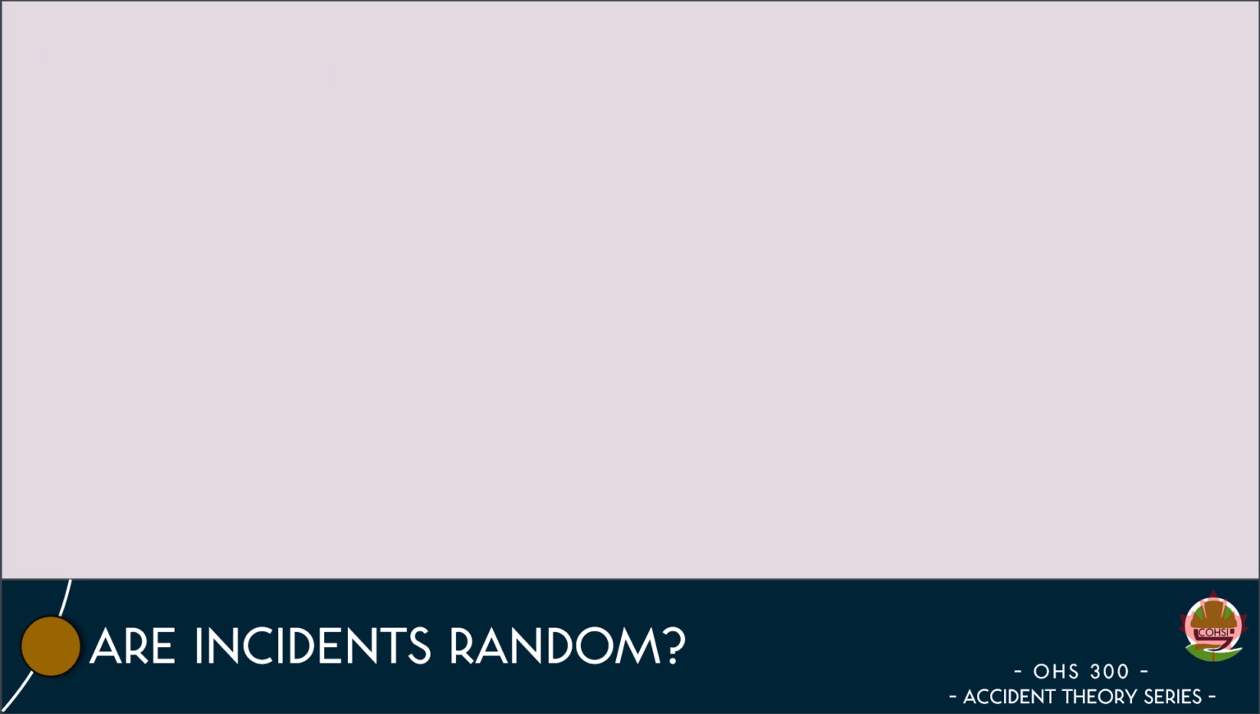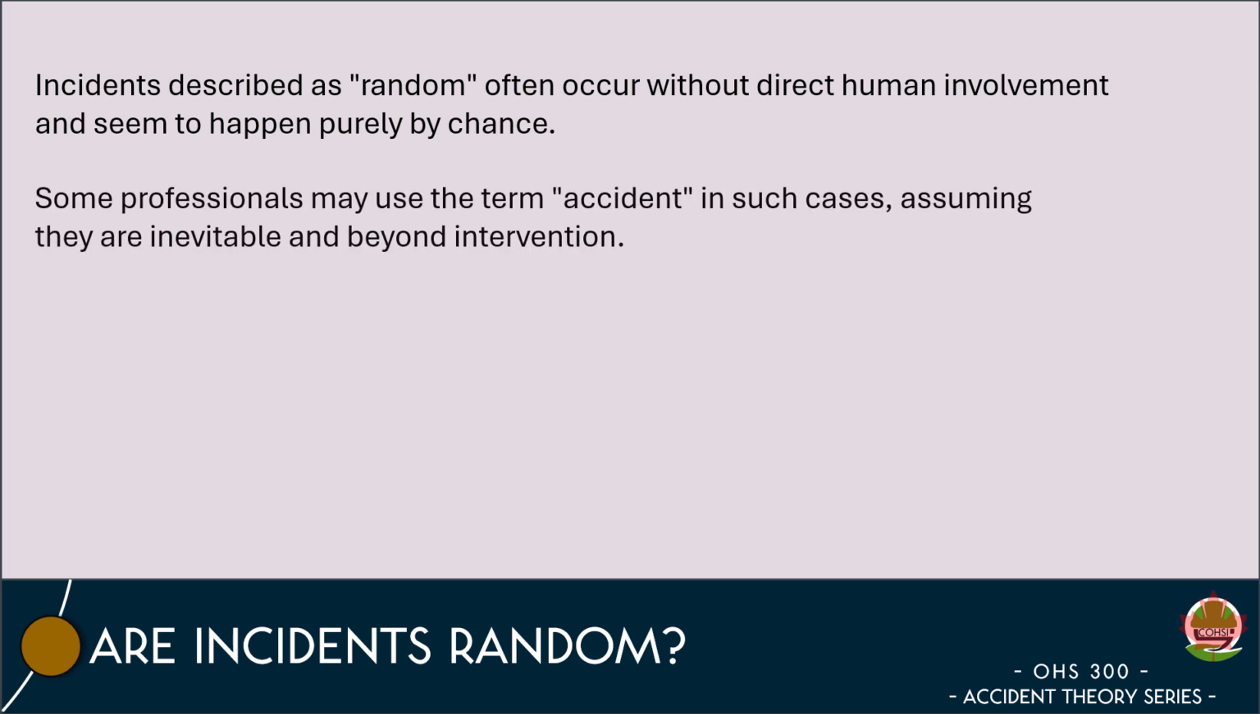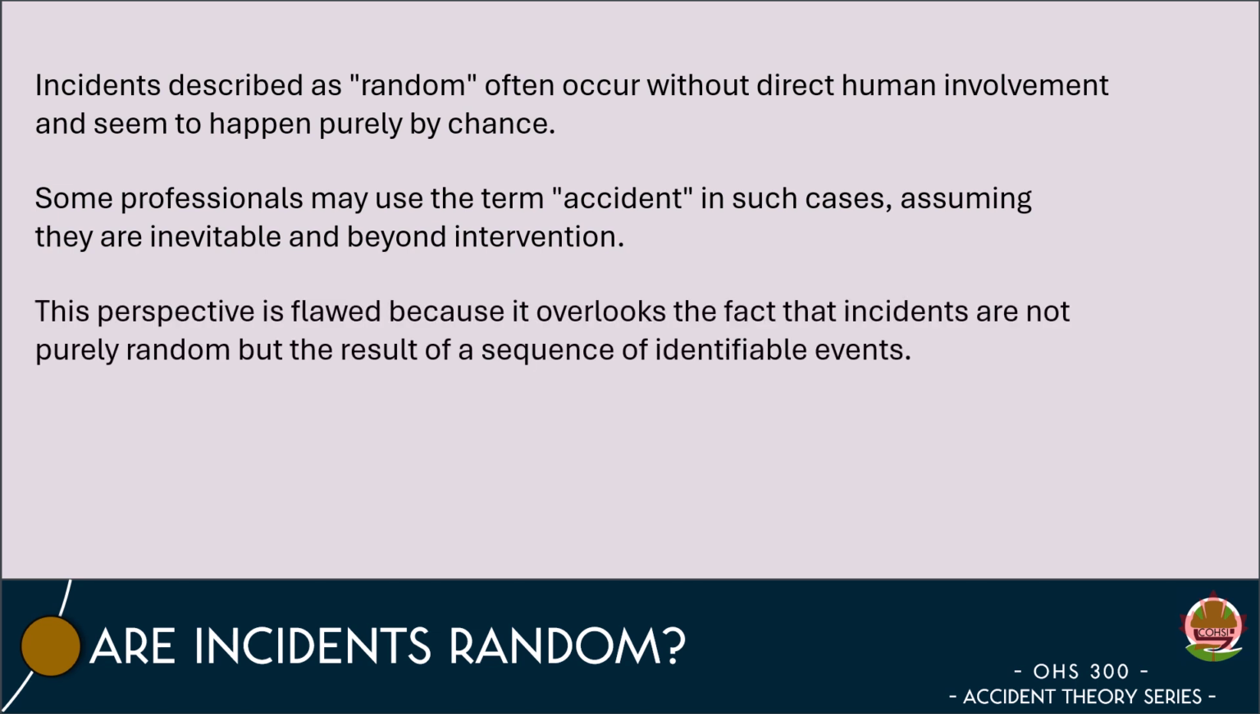In many cases, randomness is used to describe incidents that occur without direct human involvement and seem to result purely from chance. Some professionals might apply the term accident in these situations, believing that accidents are inevitable and, therefore, intervention is unnecessary. This perspective, however, overlooks the critical reality that incidents, whether termed accidents or not, are the product of a sequence of identifiable and often preventable events.